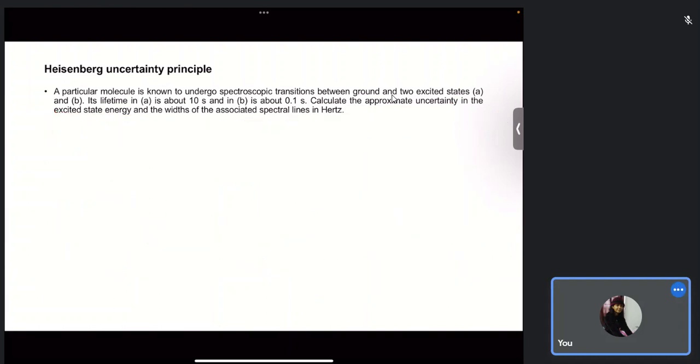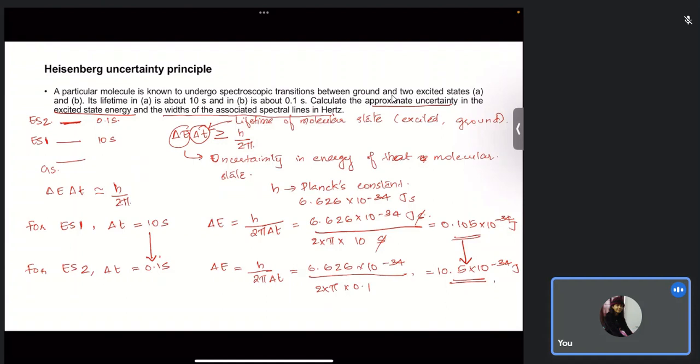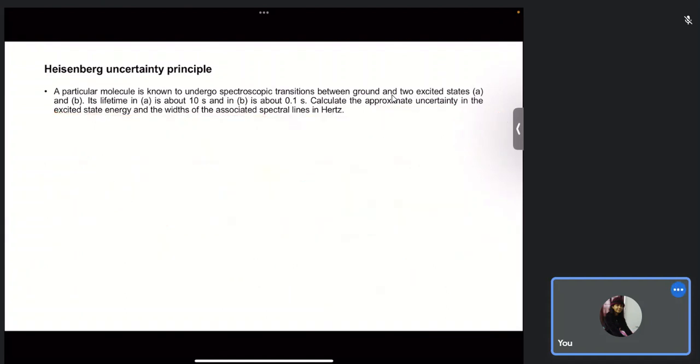The second part of the problem asks us to calculate the width of the associated spectral lines in Hertz. We have a ground state and two excited states, ES1 and ES2. So this corresponds to a transition; consider this is nu1 and there is another transition, this is nu2. We'll have a spectrum, nu versus some intensity.